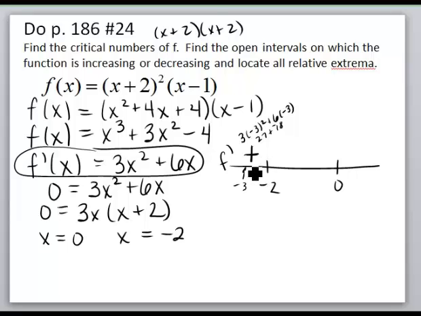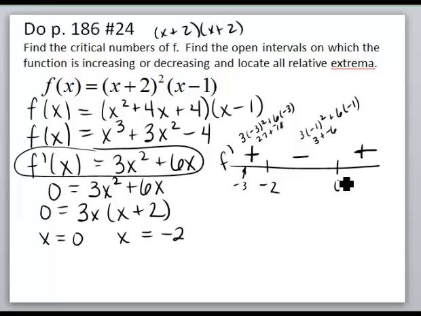Then if I try negative 1, I'd have 3 times negative 1 squared plus 6 times negative 1. Well, that would give me 3 plus negative 6. This is a negative value, so all the values are decreasing. All slopes of the tangent lines are negative. And then the last one, if I put 1 in there, I'm going to get positive, so I know it's increasing there.